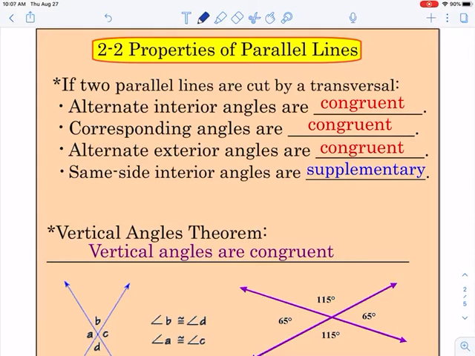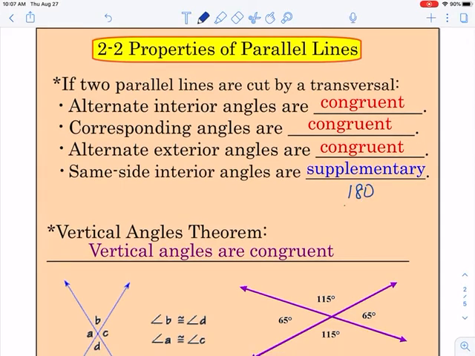So if two parallel lines are cut by a transversal, we're still going to have alternate interior angles, and those alternate interior angles are going to be congruent. We're also still going to have corresponding angles, and corresponding angles are going to be congruent. Alternate exterior angles are also going to be congruent. And if you have same side interior angles, those are going to be supplementary. Again, supplementary means that they're going to add to 180 degrees.